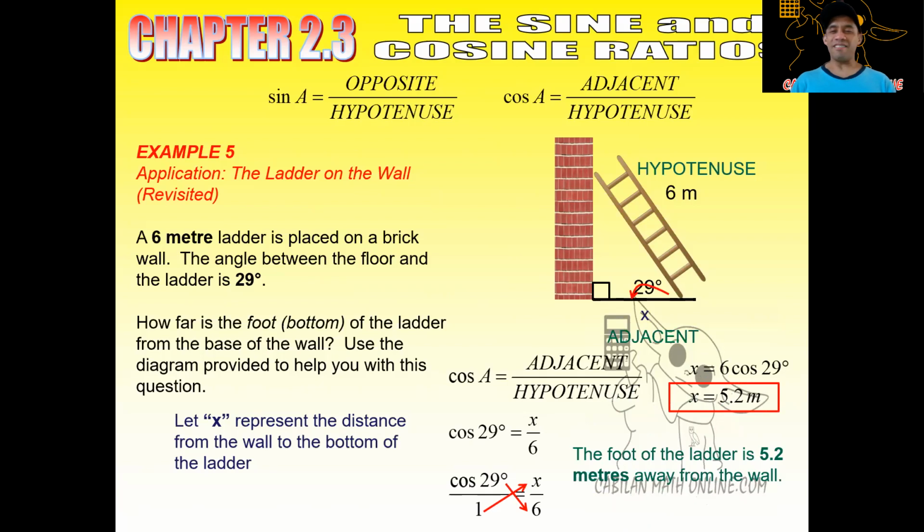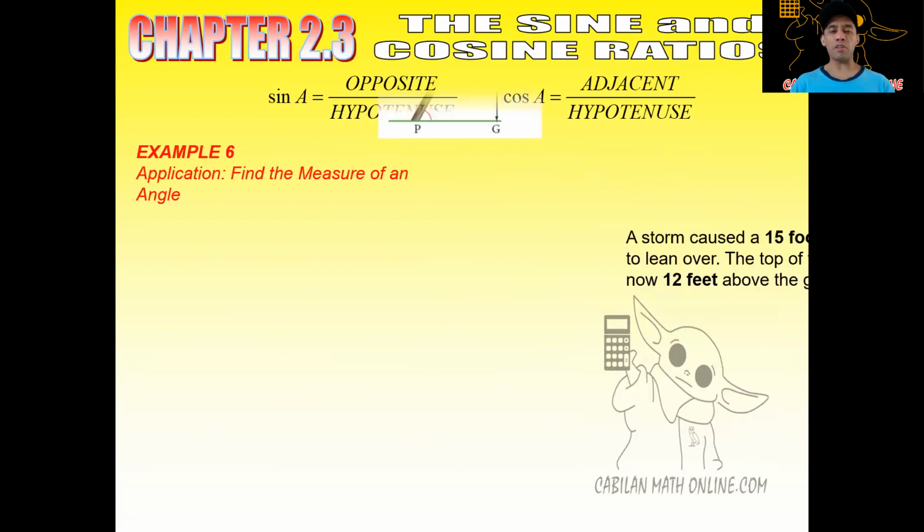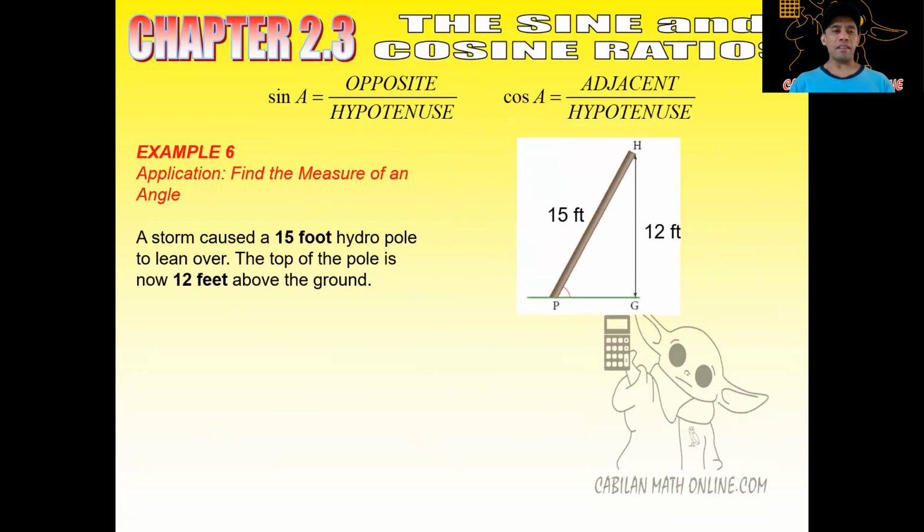All right, so again, the ladder problem. And guess what? We're not done with the ladder problems yet. Well, today we are, but not for another lesson. So the last thing I want to do for today is to determine the measure of an angle. It says here, a storm caused a 15-foot hydro pole to lean over. The top of the pole is 12 feet above the ground, as you can see in the diagram here.